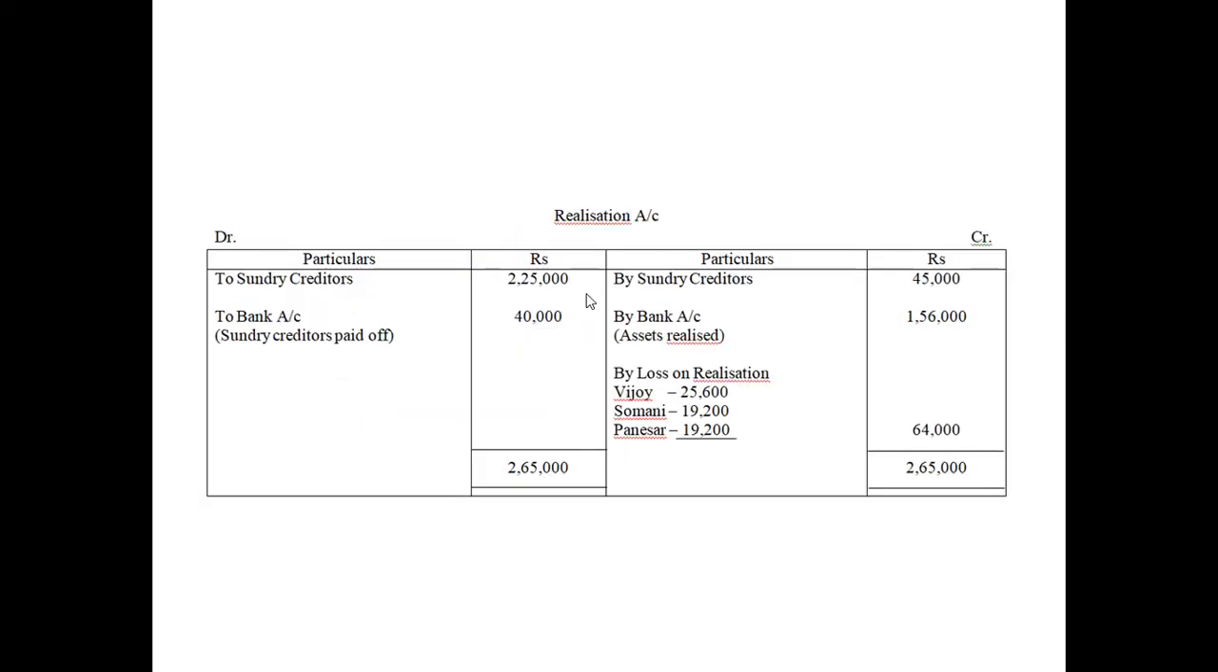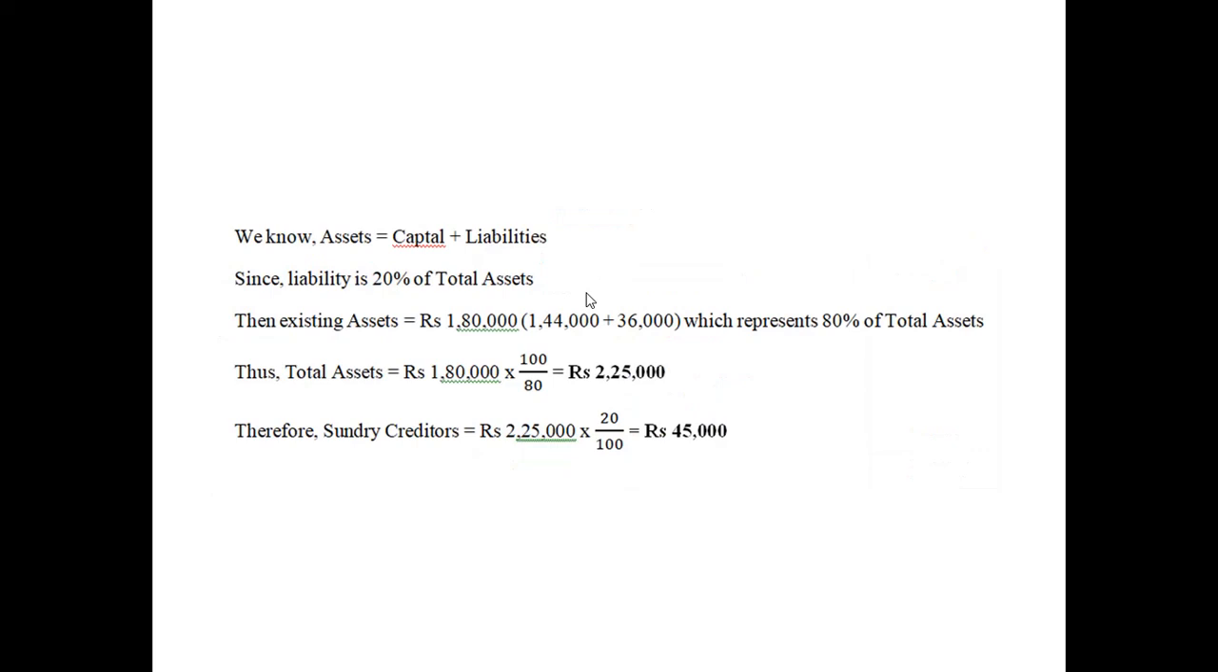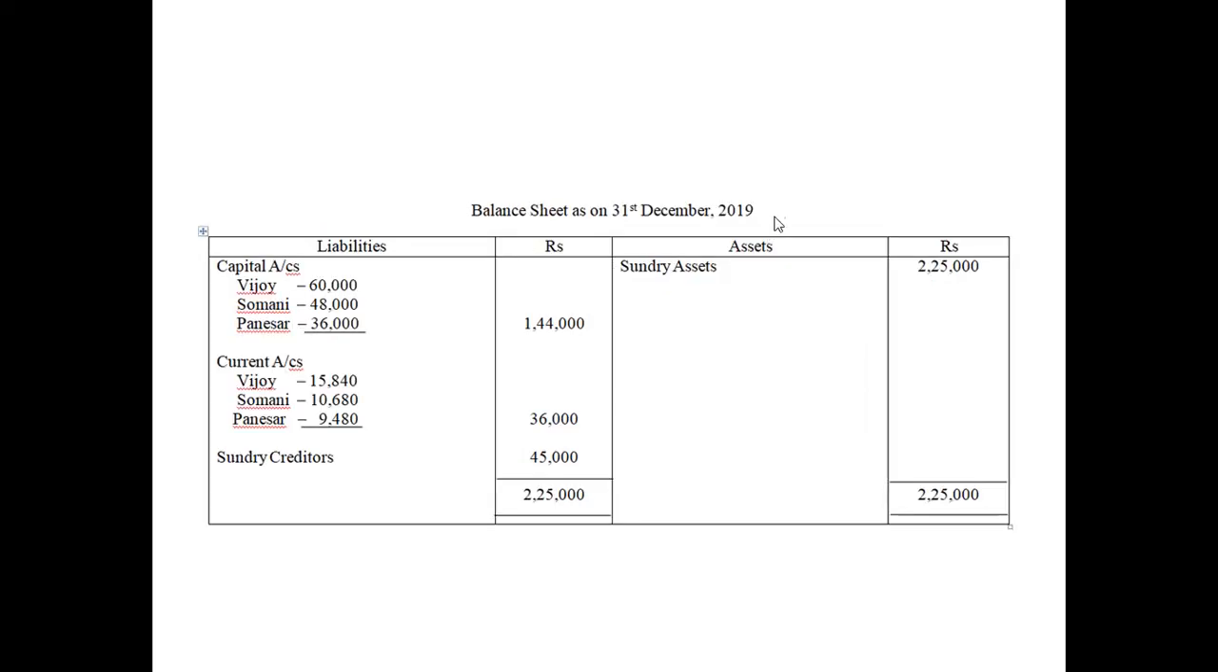Now we can prepare the realization account finally. Looking at this particular balance sheet of 31st December 2019, we can prepare our realization account. Only two items are there, which is your 45,000 from the sundry creditors.